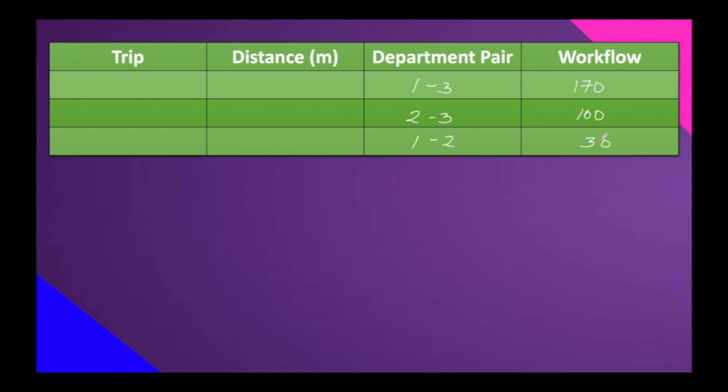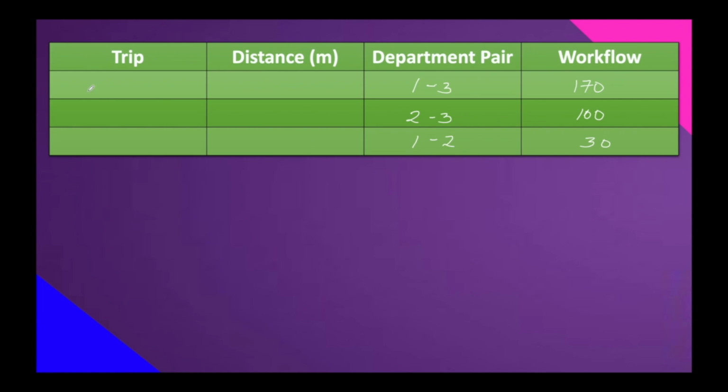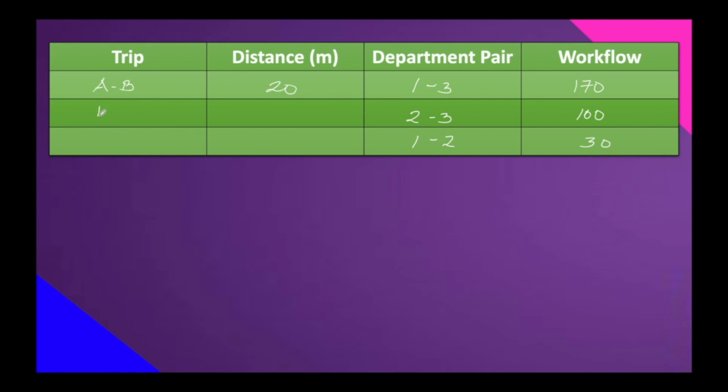For the trip, since we are talking about distance here, it will be better to put the smallest on top, because those are the ones closest to each other. So location A to B is the smallest one, 20 meters. Followed by location B to C, that is 30 meters. And lastly, we have A to C, which is 40 meters. A to C or C to A, it is just the same.